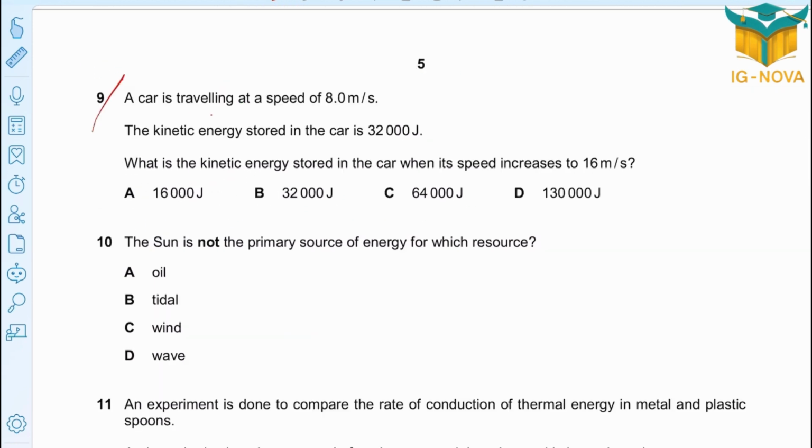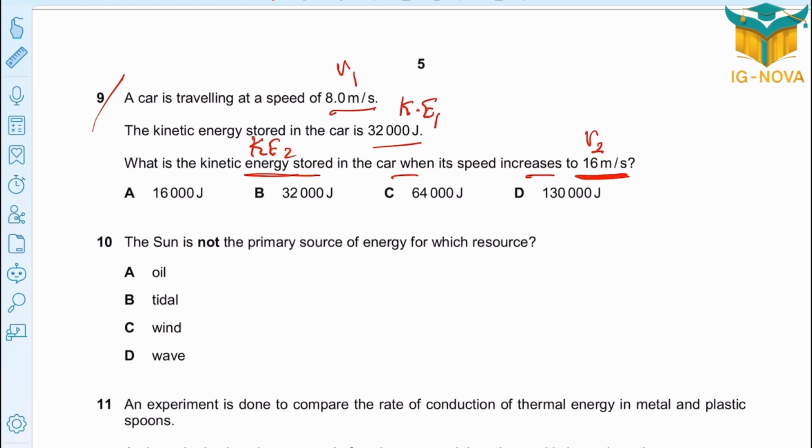Question 9. A car is traveling at a speed of 8 meters per second. So this is the V1. The kinetic energy stored in the car is 32,000 joules. This is the kinetic energy 1 in the first situation. What is the kinetic energy stored in the car when its speed increases to 16 meters per second? We need to find the kinetic energy in the second situation when speed changes.